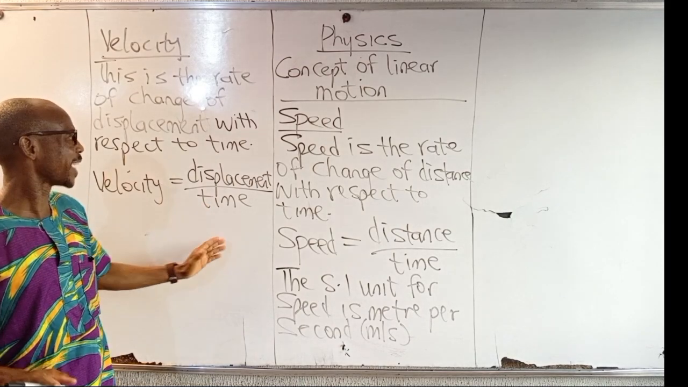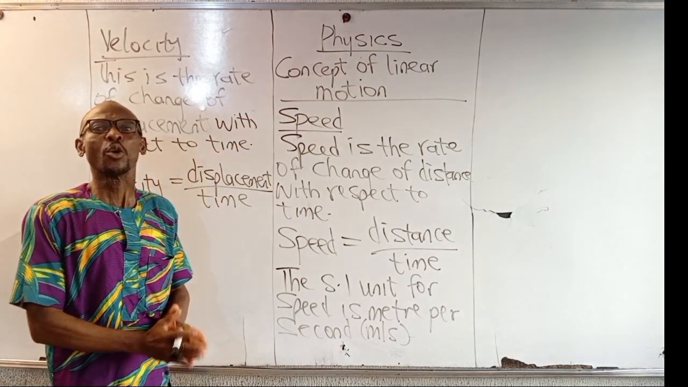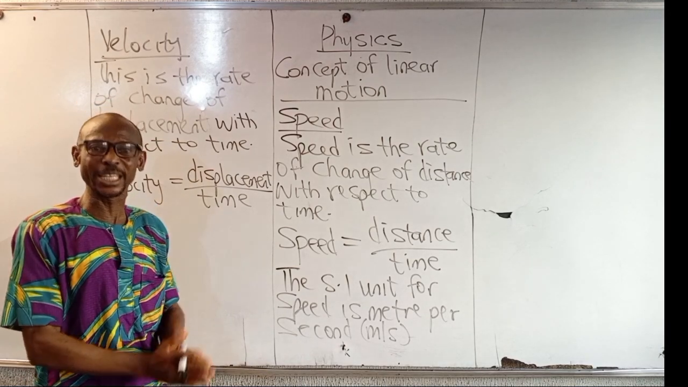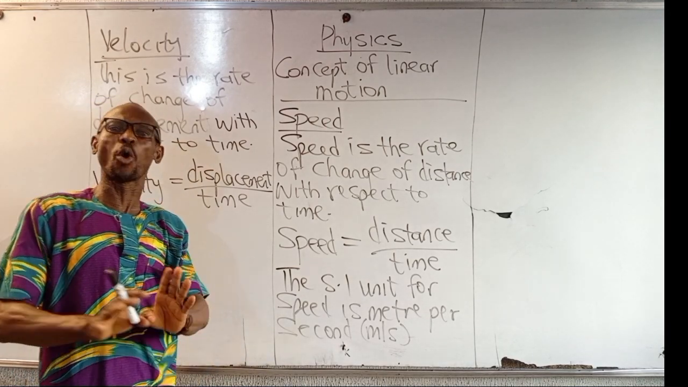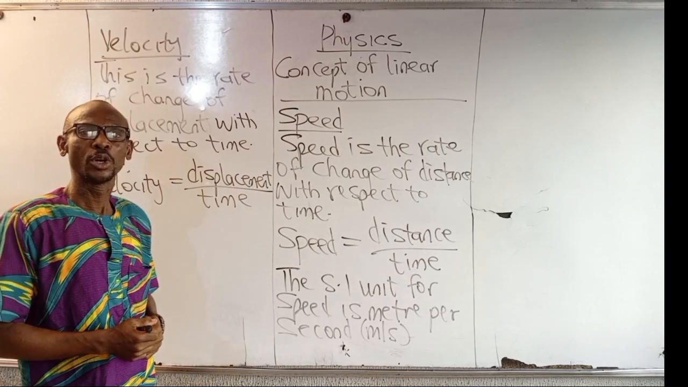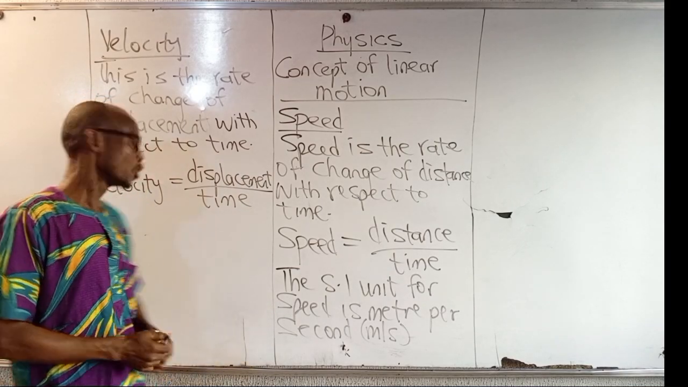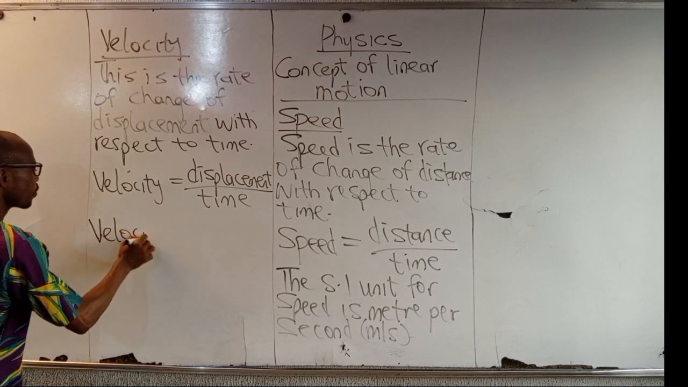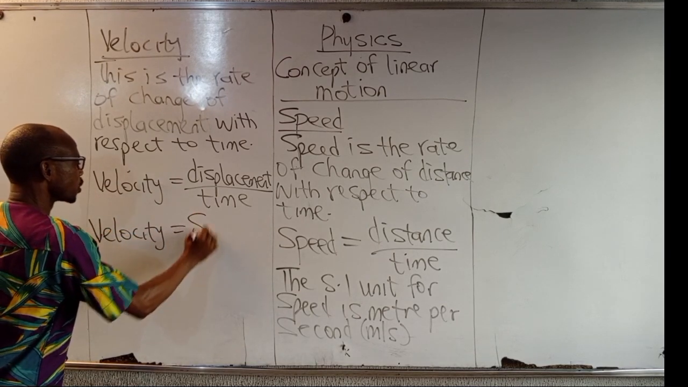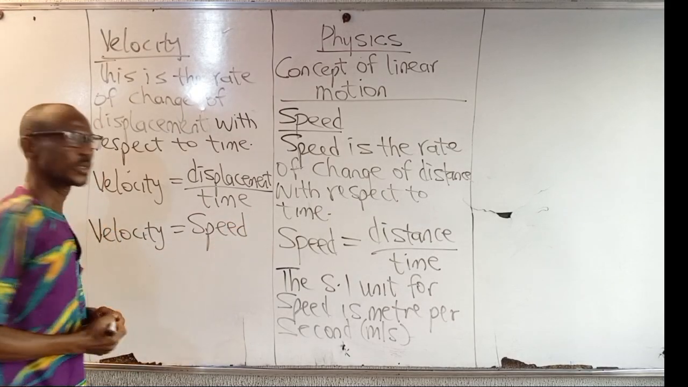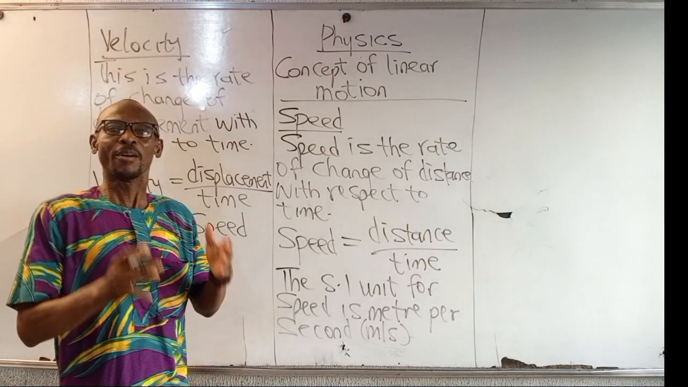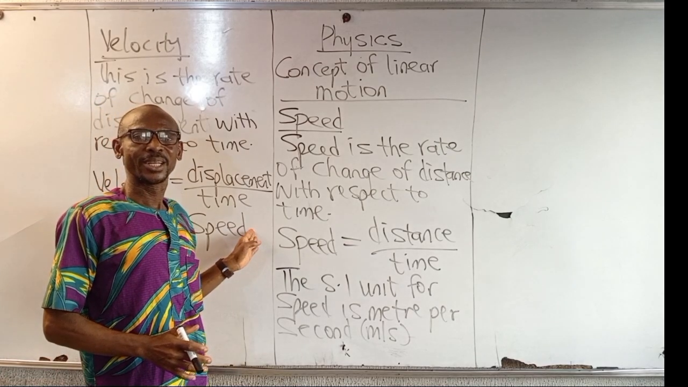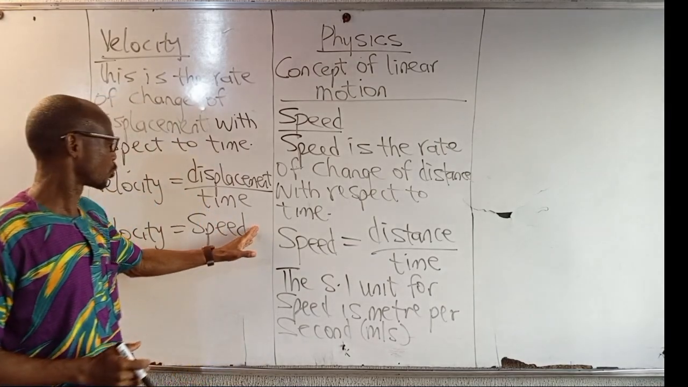Because you can see that under our linear motion, velocity and speed are equal in magnitude. So we say, considering linear motion, we can simply say what? Velocity is equal to what? Speed. Considering linear motion, velocity is equal to speed. Now, why is velocity equal to speed?